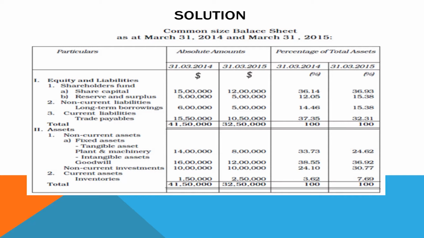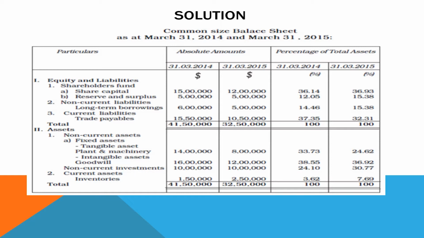Moving on to the asset side, that is non-current assets, which includes plant and machinery as 14 lakh and 8 lakh, goodwill 16 lakh, 12 lakh, and non-current investments as 10 lakh and 10 lakh. And lastly, inventories, that is 1 lakh 50,000 for 2014 and 2 lakh 50,000 for 2015. Again, the total is 41 lakh 50,000 and 32,50,000 for 2015.